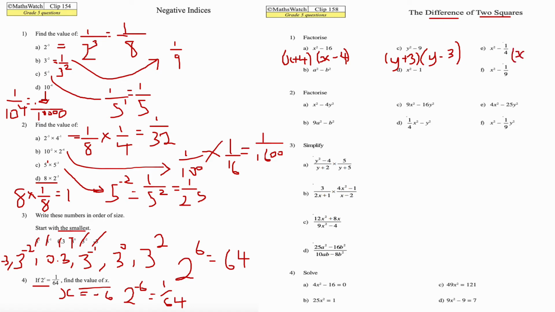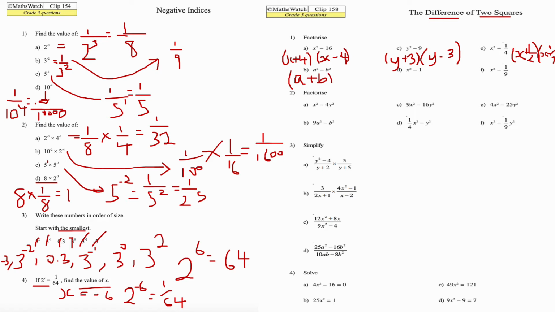x plus a half, okay, times x minus a half. Because a half times negative half is minus a quarter. So x plus a half times x minus a half. Okay. Next one, a squared minus b squared is a plus b times a minus b.